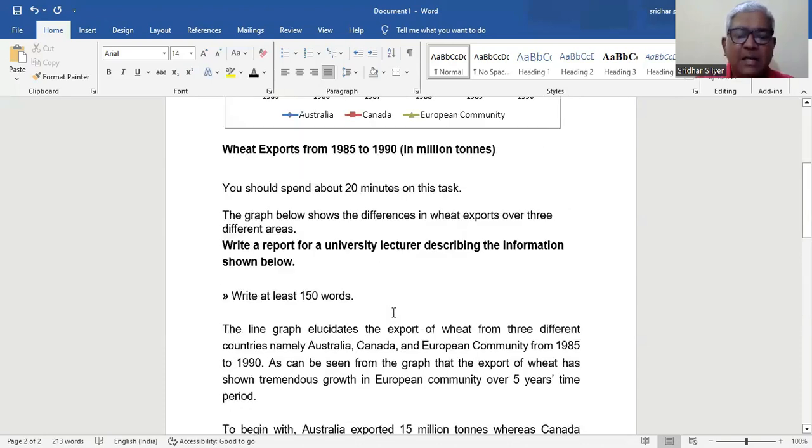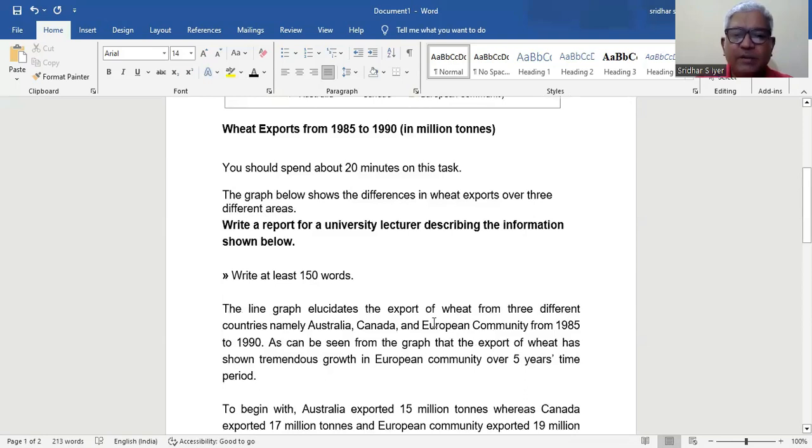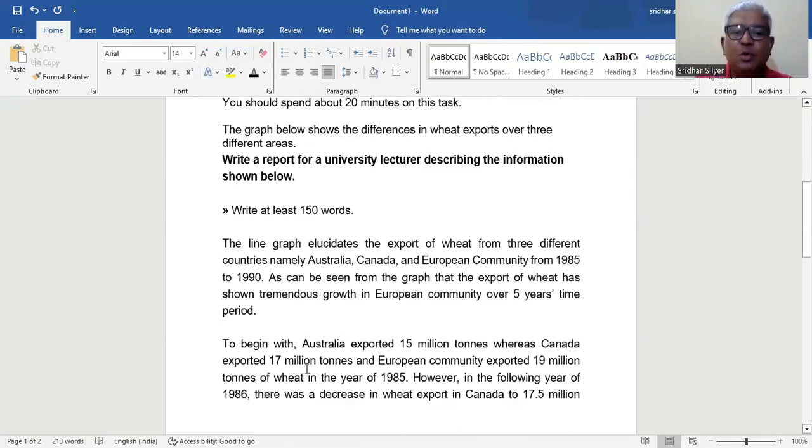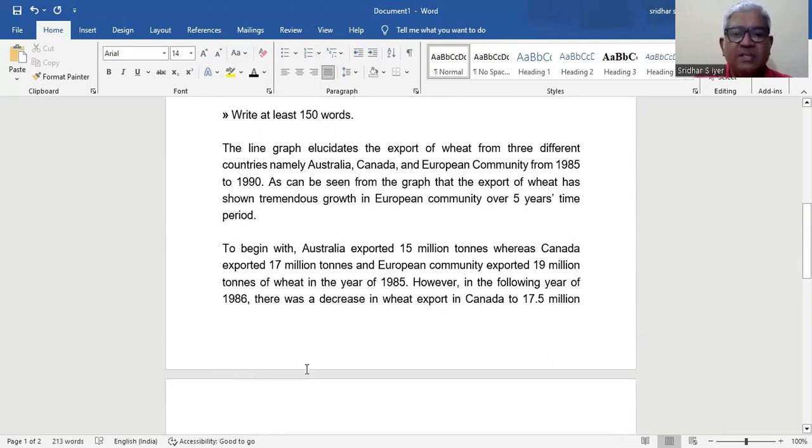All right. The line graph elucidates the export of wheat from three different countries, namely Australia, Canada, and European Community from 1985 to 1990. As can be seen from the graph, the export of wheat has shown tremendous growth in European Community over a 5 year time period.